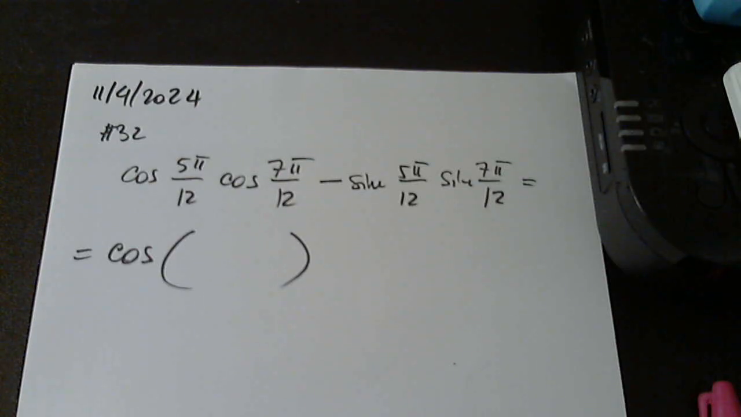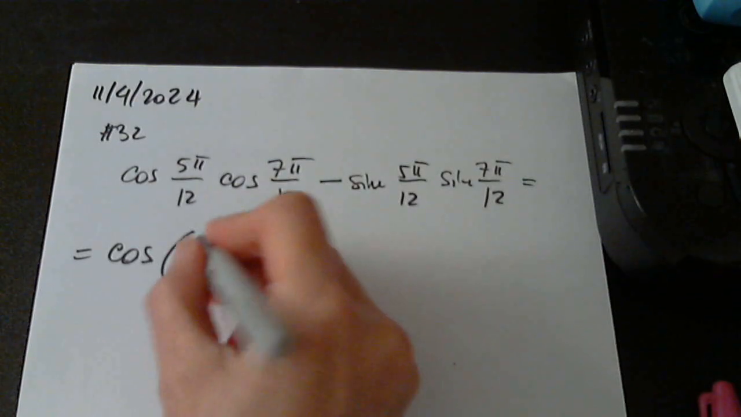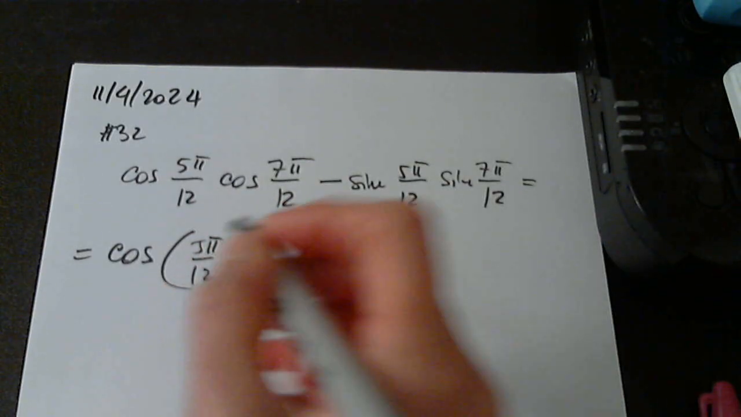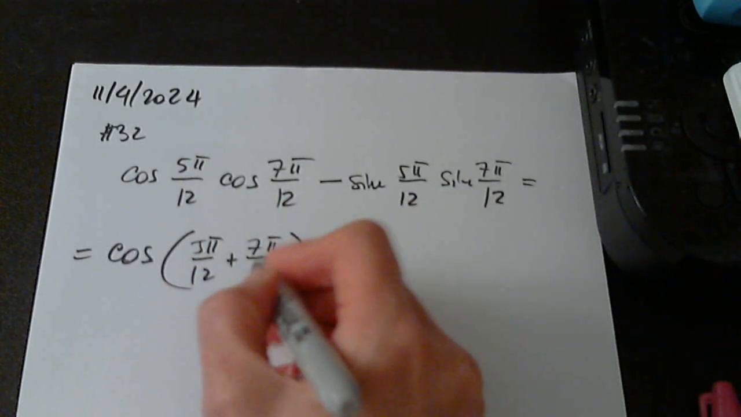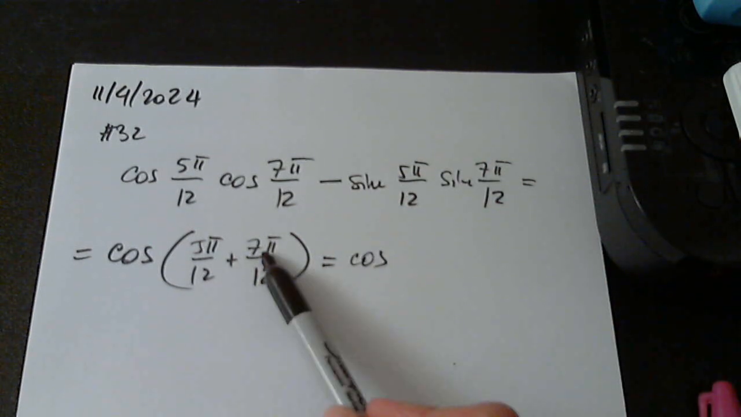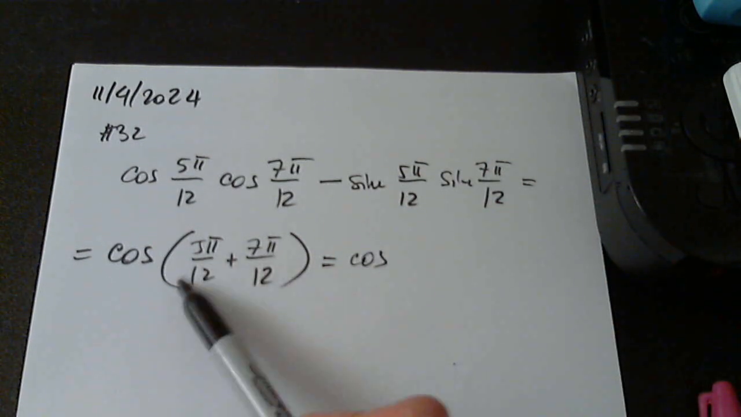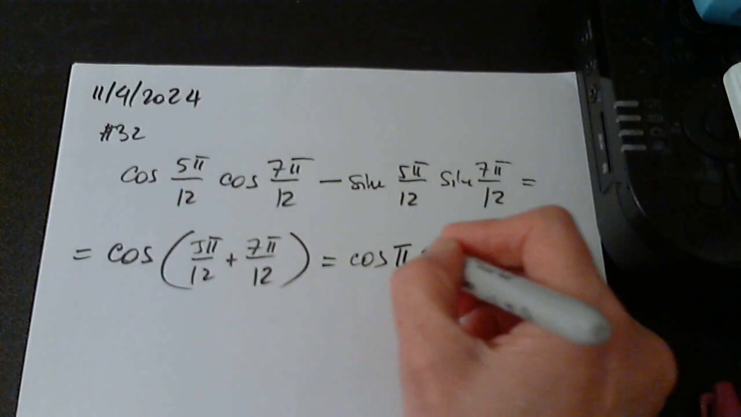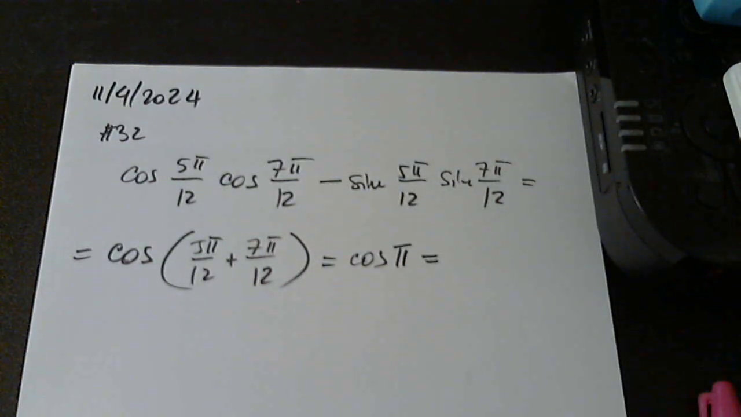What do we write in parentheses, please? 7 pi over 12 plus 5 pi over 12. Thank you, Charles. Thank you for saving us. Okay, so then cosine 5 plus 7 is 12. 12 pi over 12 is pi. Who would like to give us the number? Cosine pi equals?